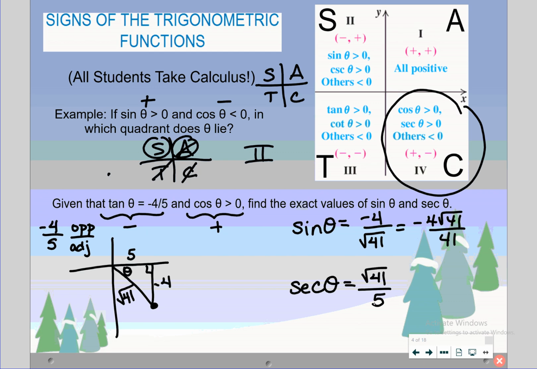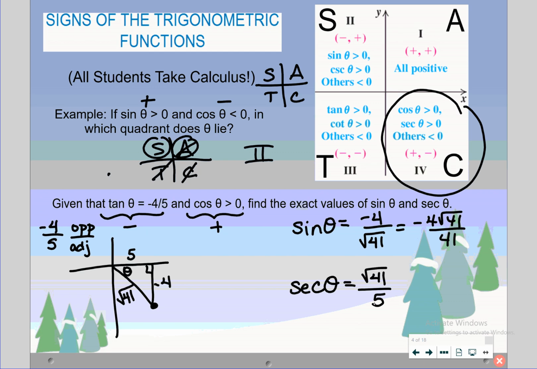All students take calculus is also a way that you can check your answers. If I'm in quadrant 4, cosine and its reciprocal should be the only 2 things that are positive. Well, secant is the reciprocal of cosine and it's positive, and all my other answers, which is sine, is negative. So it's a way to check your pluses and minuses at the end.